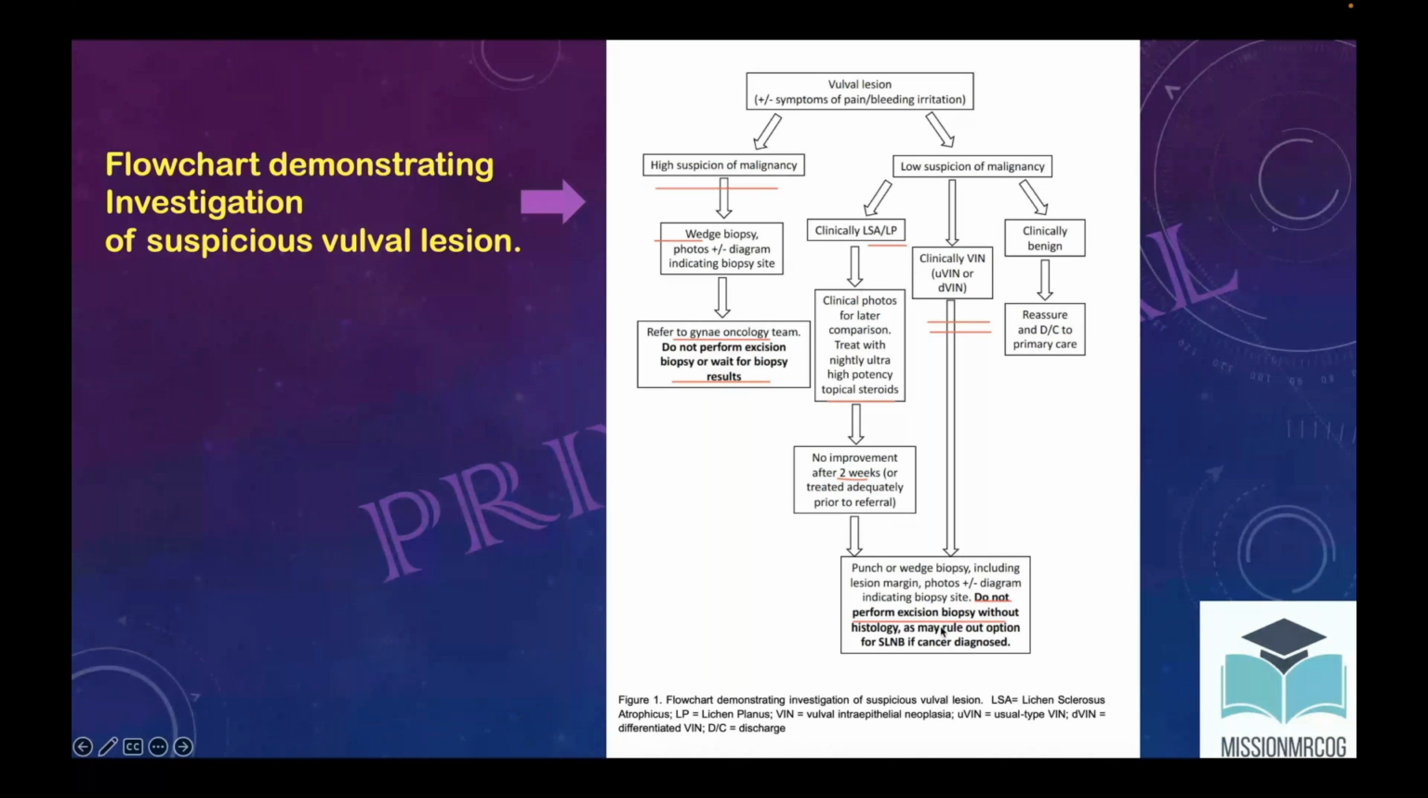Now, if clinically it appears to be either lichen sclerosus or lichen planus, then the treatment with ultra potent steroids is done. If the patient has no improvement, then they have to go for the biopsy. When there is high suspicion of malignancy, then there is no treatment. You have confirmation of diagnosis by biopsy, and then referral to the gynae oncology team is done. So this is the pathway when the patient comes with a suspicious lesion in the vulva.